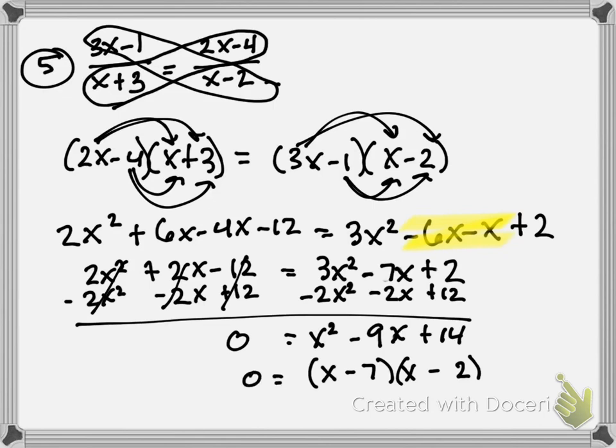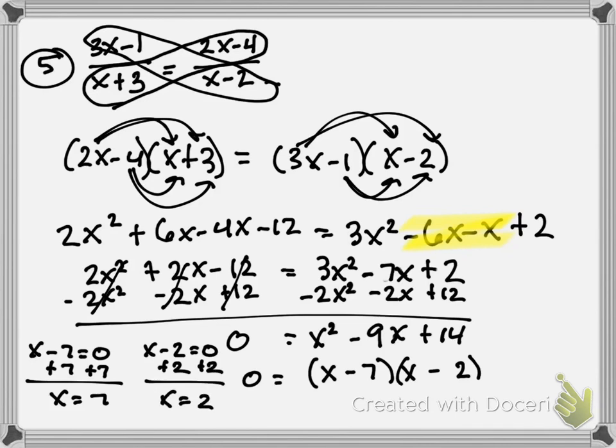All right, I ran out of room over there, so I'm going to set my first parenthesis equal to 0 and my second parenthesis equal to 0. Add 7 to both sides, x equals 7. Add 2 to both sides, x equals 2.